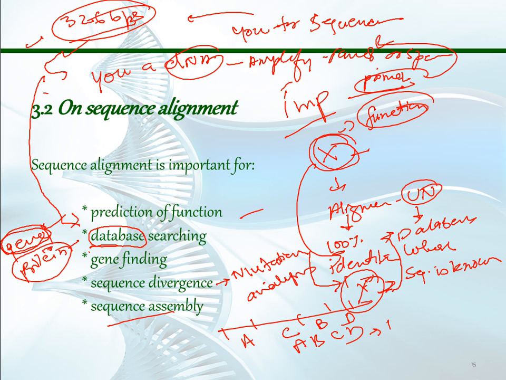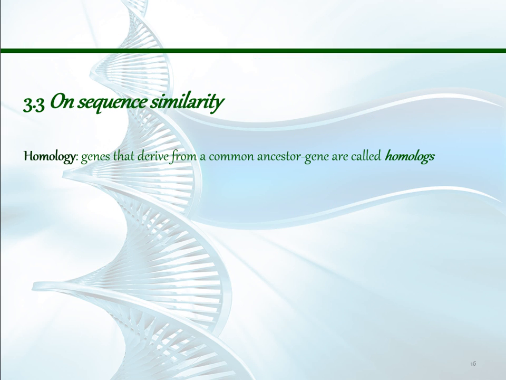So the sequence is going to be found through this AC, through the alignment results. Okay. So on sequence similarity, homology means the genes that diverge from a common ancestor gene are called homologs. These are the basic terminology which are going to be used in alignment.